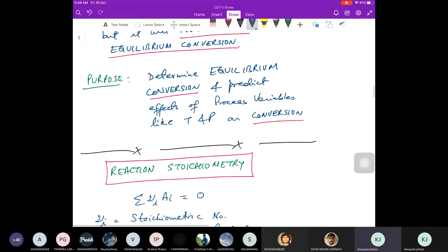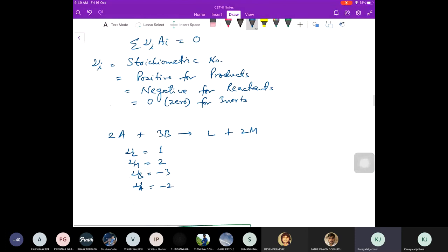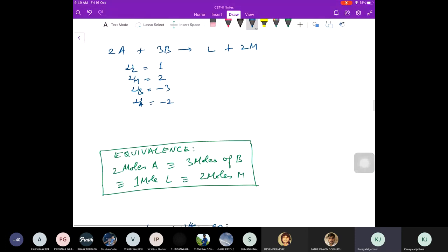Okay, good that you remember. So if you look at any reaction, suppose the reaction is like this: 2A plus 3B gives 1L plus 2M, right? So what is this 2, 3, 1, 2 called? It is called the stoichiometric coefficient. That will be written as nu L. In this book, it is written like this. So nu L means the stoichiometric coefficient of L, which is equal to 1. Nu M means the stoichiometric coefficient of M. Nu B means the stoichiometric coefficient of B. And nu A means the stoichiometric coefficient of A.